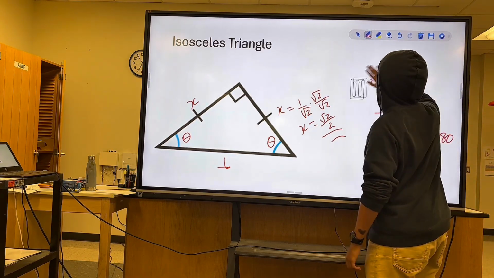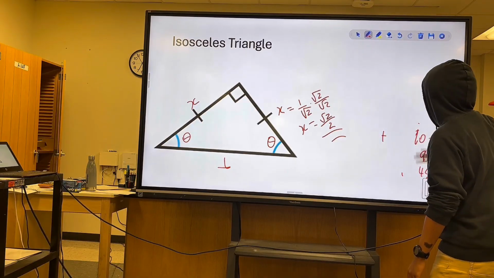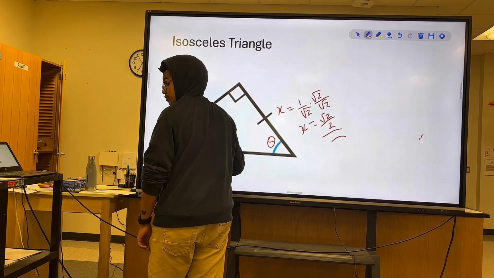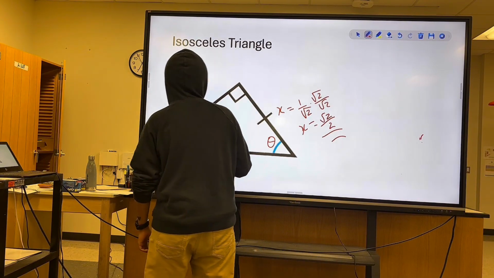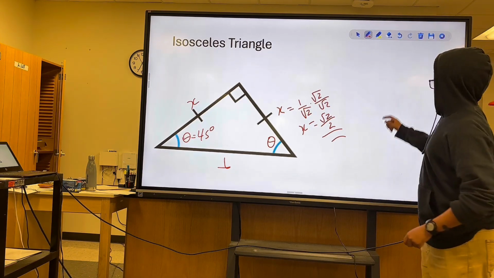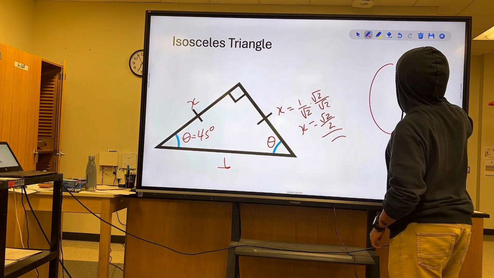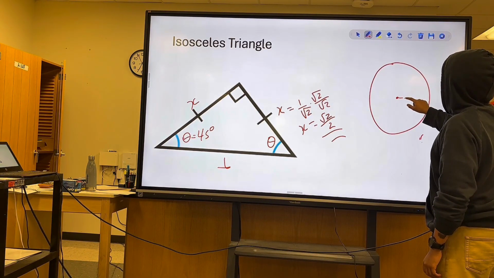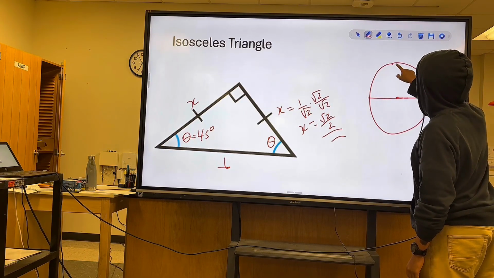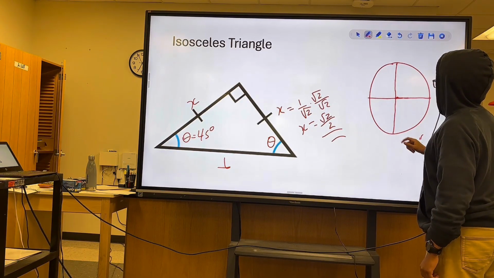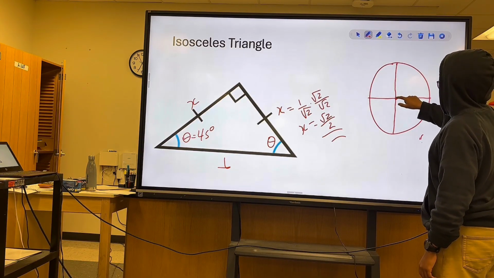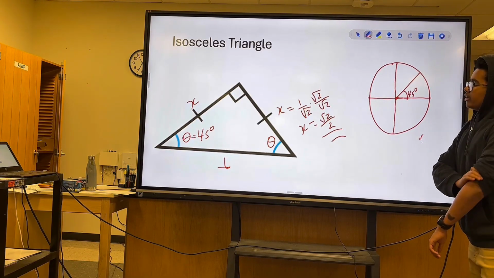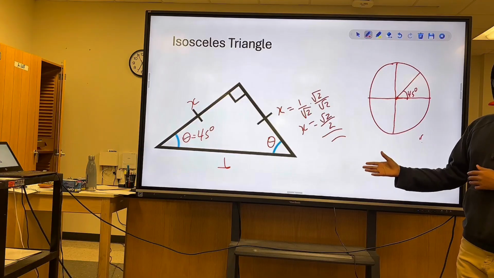So I'm going to erase all this. We know theta is 45 degrees. On the unit circle, it would look something like this. So we have the unit circle, that's a funky circle. The center is right there. We'll draw our Cartesian coordinate plane inside, this is our rough sketch. So right there would be the value of 45 degrees, right? So now we have all this.